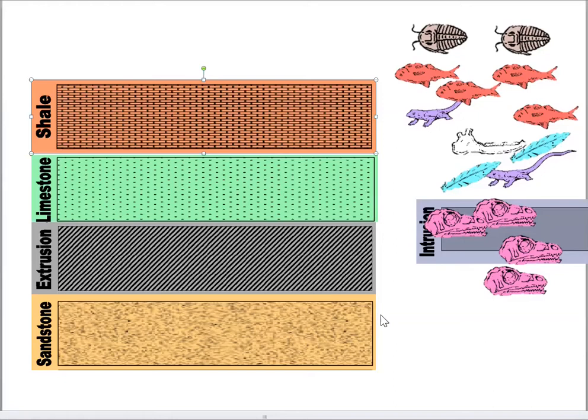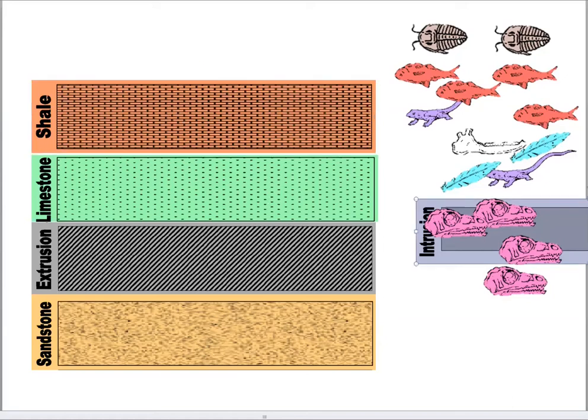This is also called relative dating because what you're doing is you're comparing the age of one rock layer to another. So you could say that the shale is younger than the limestone, extrusion, and sandstone. Or you could say that the limestone is older than the shale, but younger than the extrusion. So again, relative age is you're comparing the rock layers' ages to one another. The sandstone is older than the extrusion, limestone, and shale.